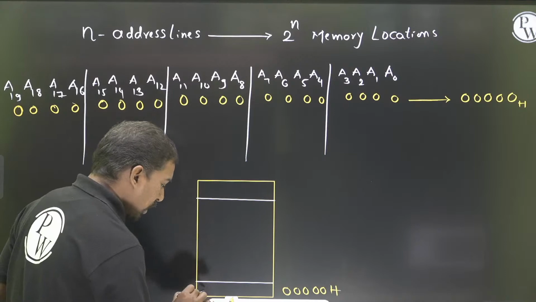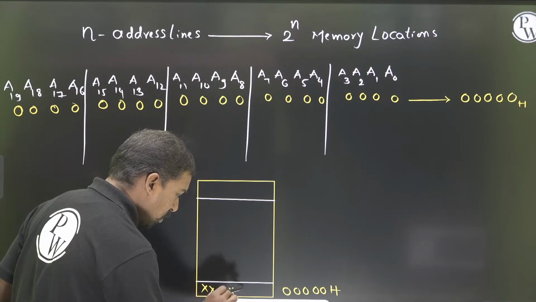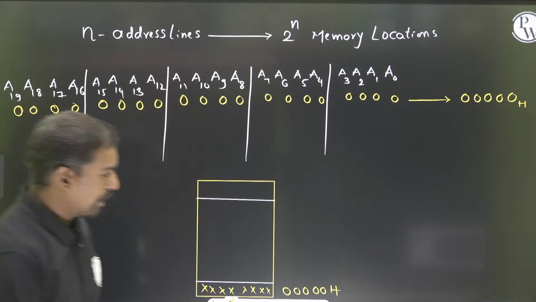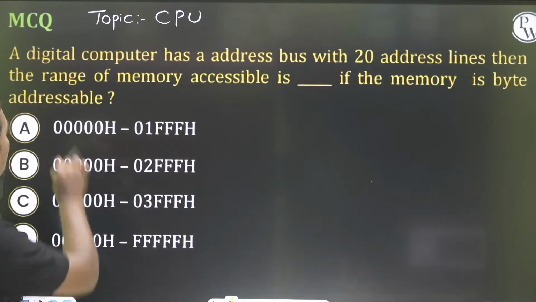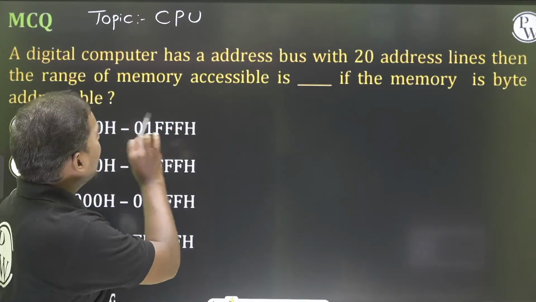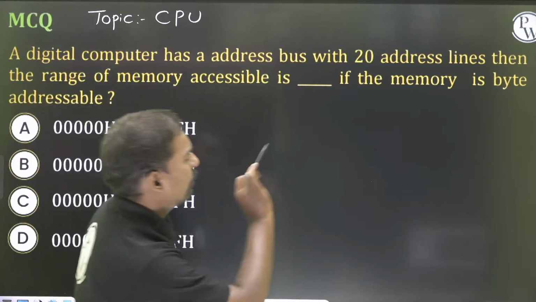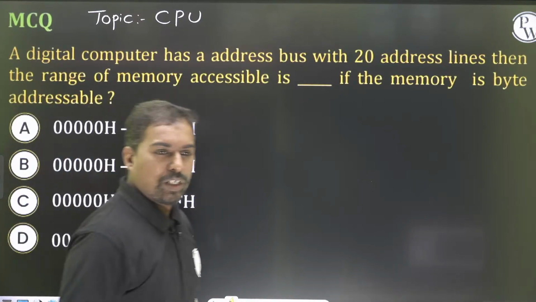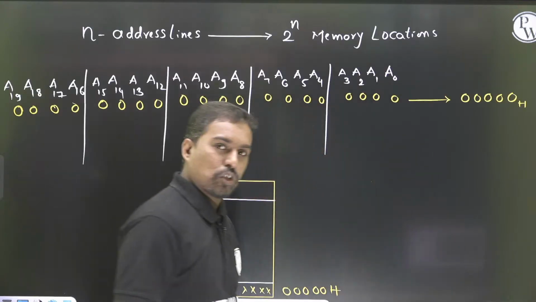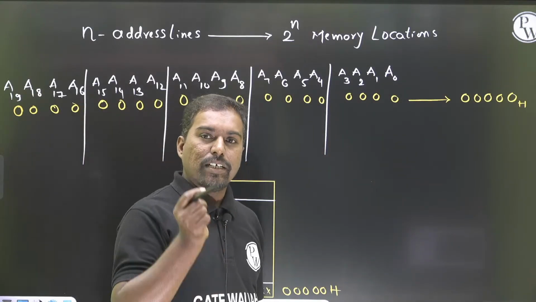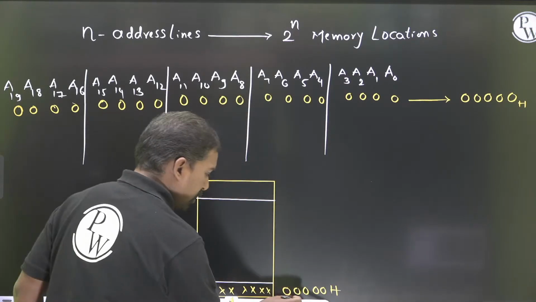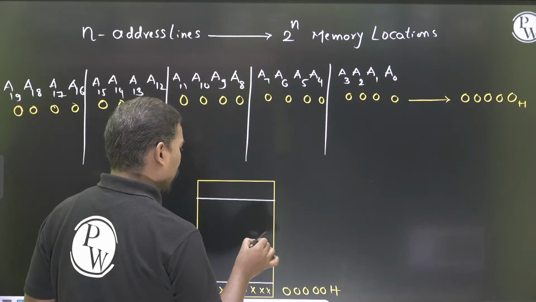And each address location can store how much data? Each address location can store byte type of data. That's what he has given in the question. If you see the question, a digital computer has an address bus with 20 address lines, then the range of the memory accessible is dash if the memory is byte addressable. So each memory location can store 8 bits of data and the number of address lines is 20. With the 20 address lines, the minimum memory location that I can access is 00000H and the maximum memory location I can access is what?